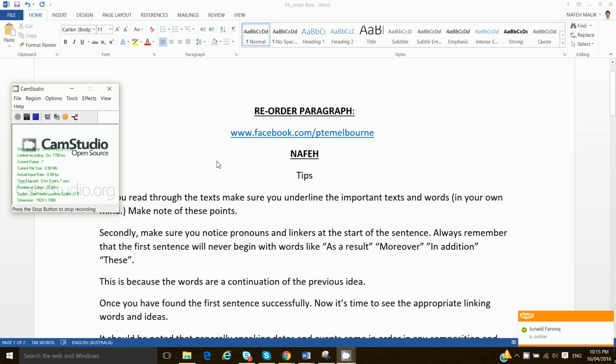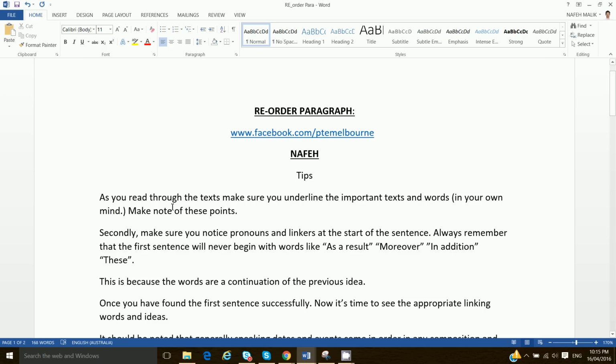Today we're going to do reorder paragraph with PD Melbourne. There are some tips that I wanted to give you, and I want you to follow them before you do the reorder paragraph. A lot of my students feel that it's a bit complex, but I tell them that it's all about the technique. If you know the technique, it becomes quite easy for you. So let's go through the techniques, and then we'll do an example.